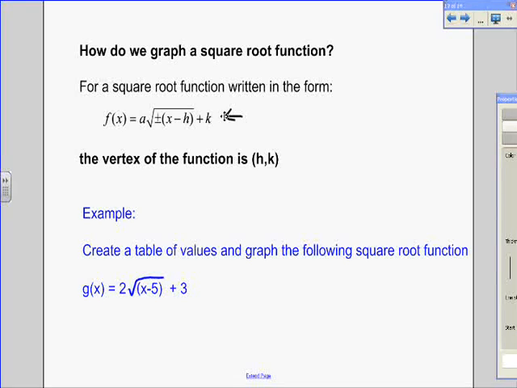So if we have an example like this, g of x is 2 times the square root of x minus 5 plus 3, I can tell right away that my h and my k are 5 and 3. That means my vertex is located at 5 and 3. So let's create a table of values starting from 5 and 3 and moving upwards from there.